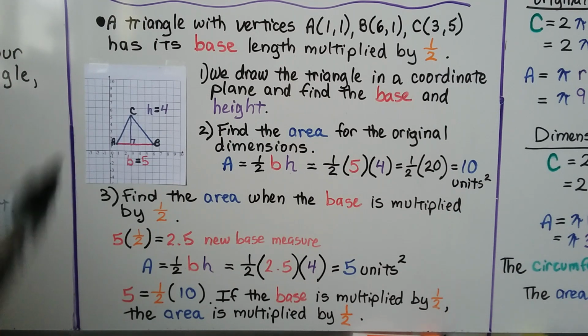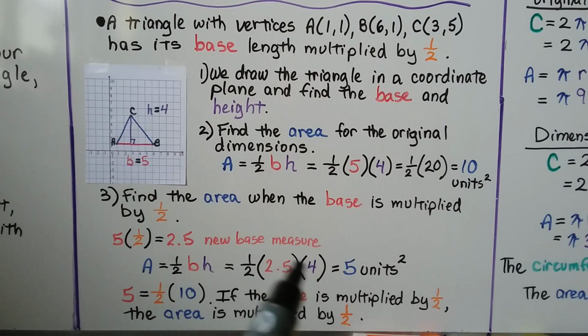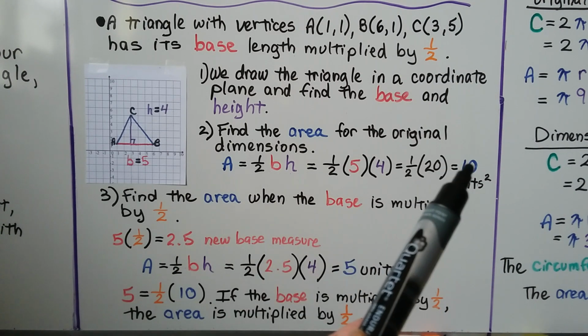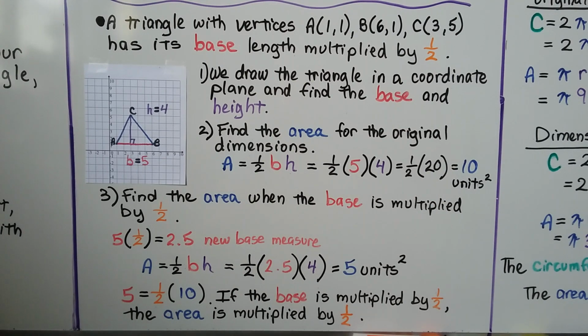We have the same height, so we're going to do half times 2.5 times 4. That's going to give us 5 units squared. 5 is equal to half times 10. That was our original area. So if the base is multiplied by half, the area is multiplied by half.